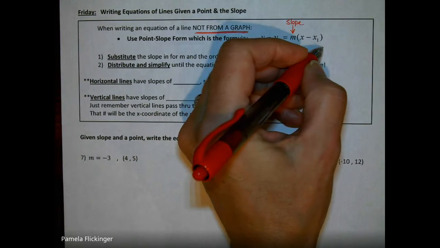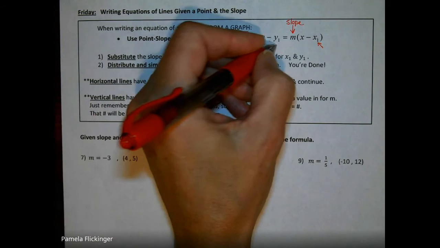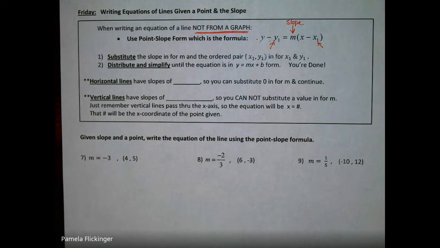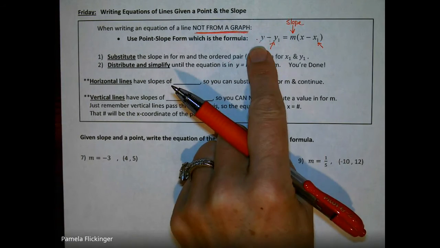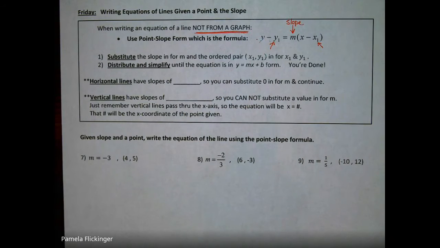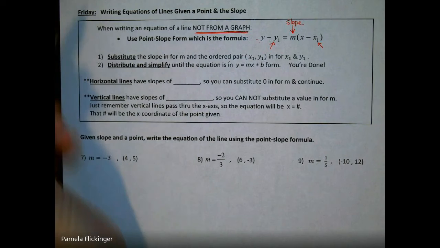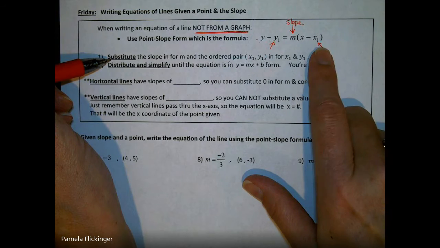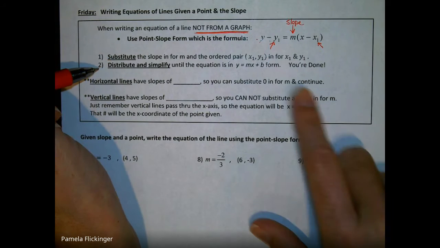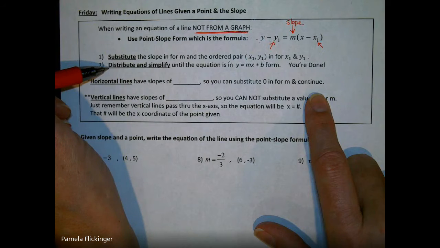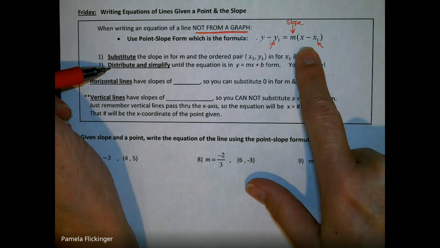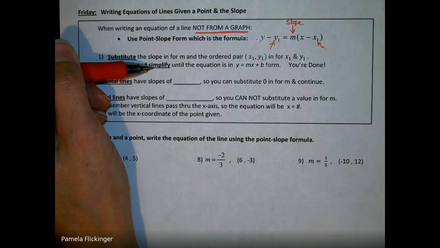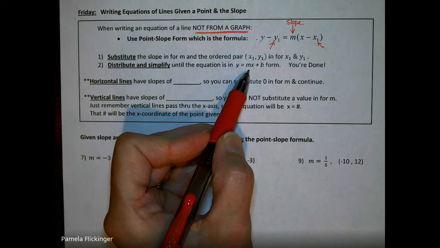There's going to be a number that goes in there, and a number that goes in there. The normal x and the normal y stay, so that when we are finished, we will have y equals mx plus b. So again, we substitute slope in for m and our ordered pair in for x1 and y1. The second thing we'll do is distribute the slope over that quantity. Then we simplify the equation until it's in y equals mx plus b form.